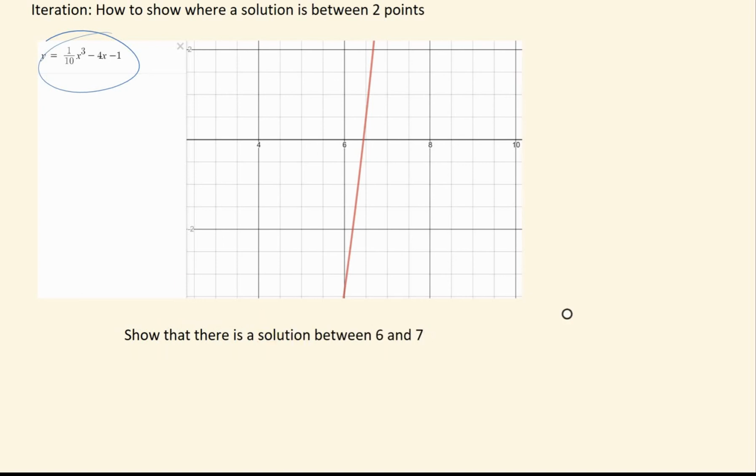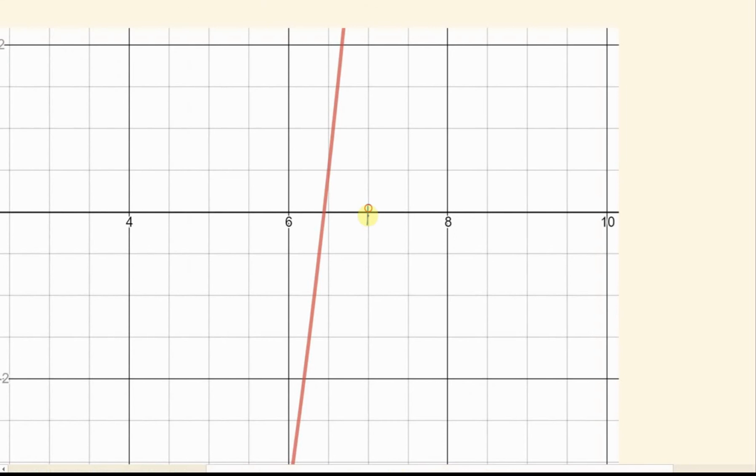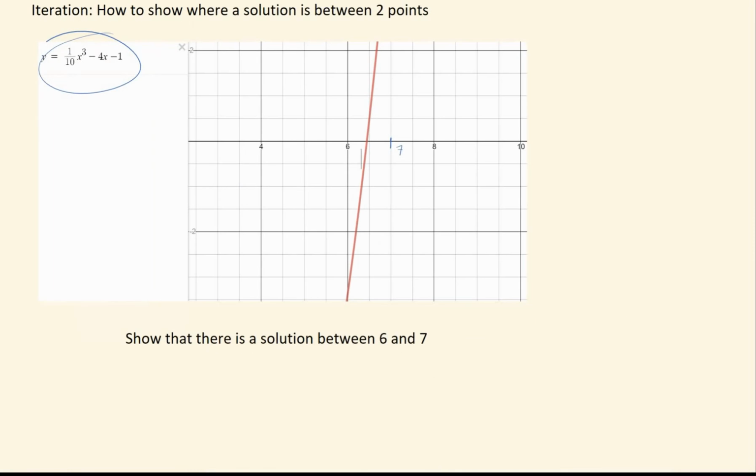From a graph, this is quite obvious. We can see that 7 is going to be here. So obviously there's a solution between them, and it's roughly going to be at 6.4. We're going to see mathematically how we can show that. What we're going to do is plug in x equals 6 into this equation, and also x equals 7. So if I plug in x equals 6, I can work out the y value.